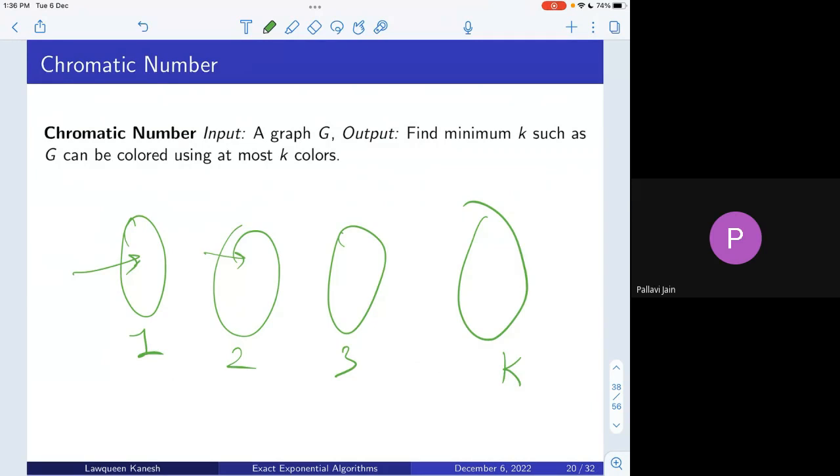Okay. Again, any naive algorithm that you can think of, if I tell you we have to color the vertices with k colors? Yes, k power n. So try all possible k into k into k, k power n combinations, right? So that is a very naive algorithm.